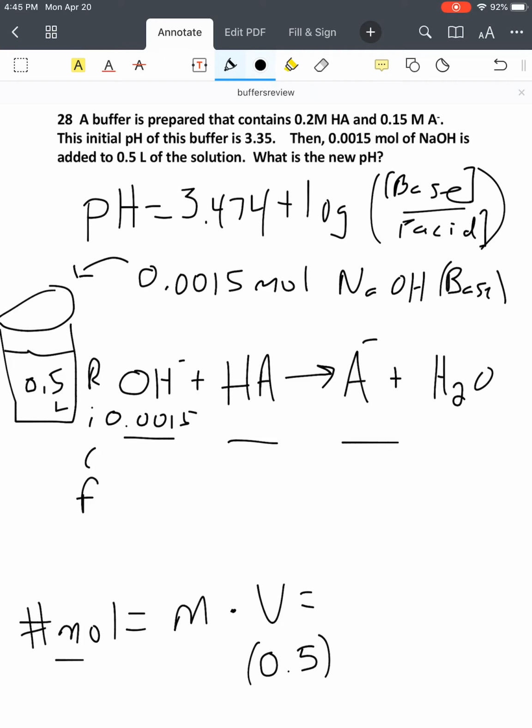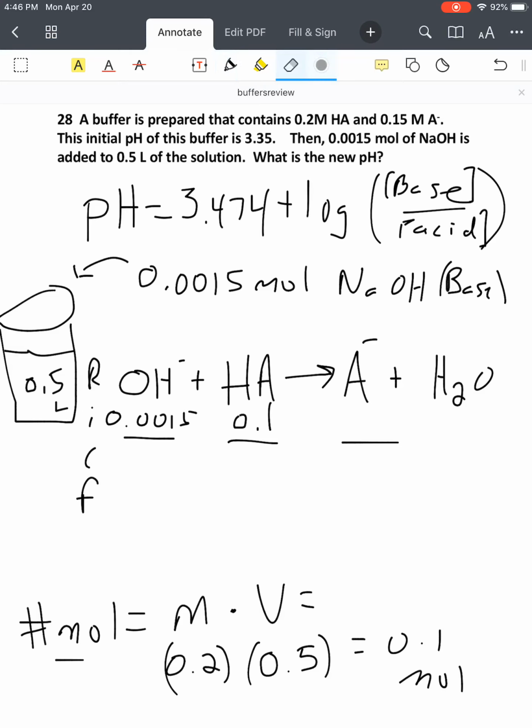Do I know the molarity of my HA? Oh, looking back to the problem, I do. It's 0.2. So what would stop me from taking 0.2 and multiplying by 0.5? That informs me that I've got 0.1 mole of my acid present.